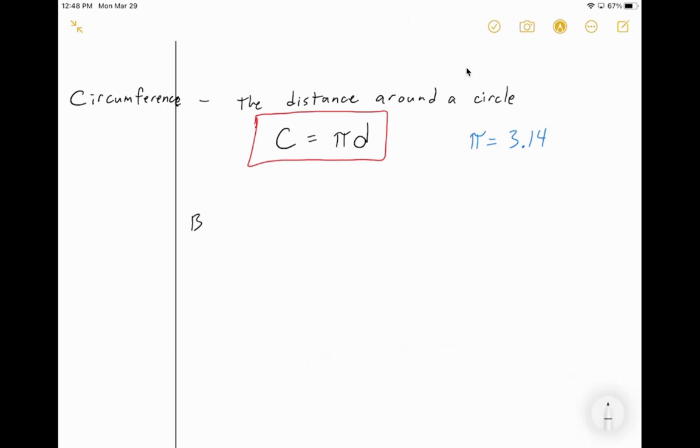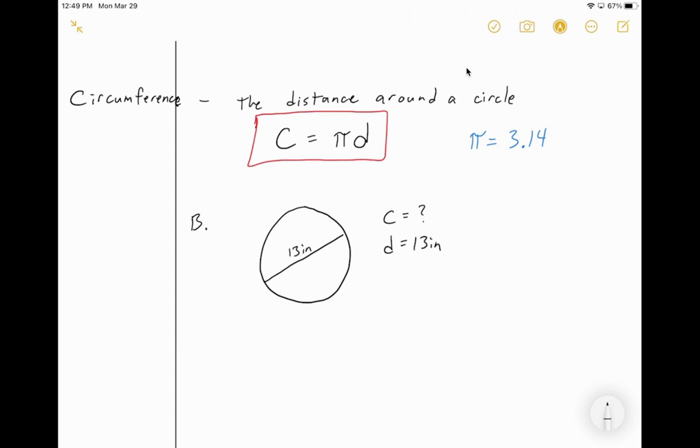Letter B, continuing from our notes. If I have a circle and I want to find the circumference, which again is the distance all the way around, how long is it to go all the way around? My diameter is 13 inches. So what is my circumference if my diameter is 13 inches? We'll do this one together.